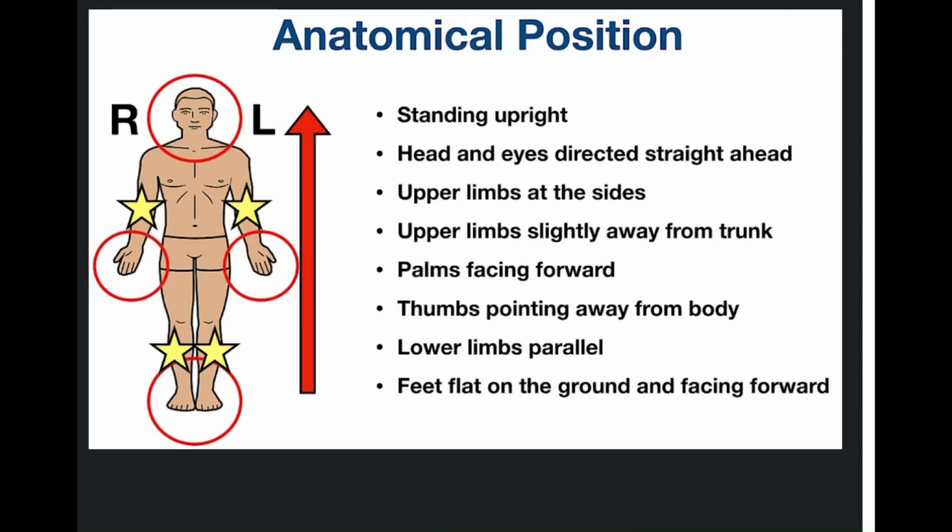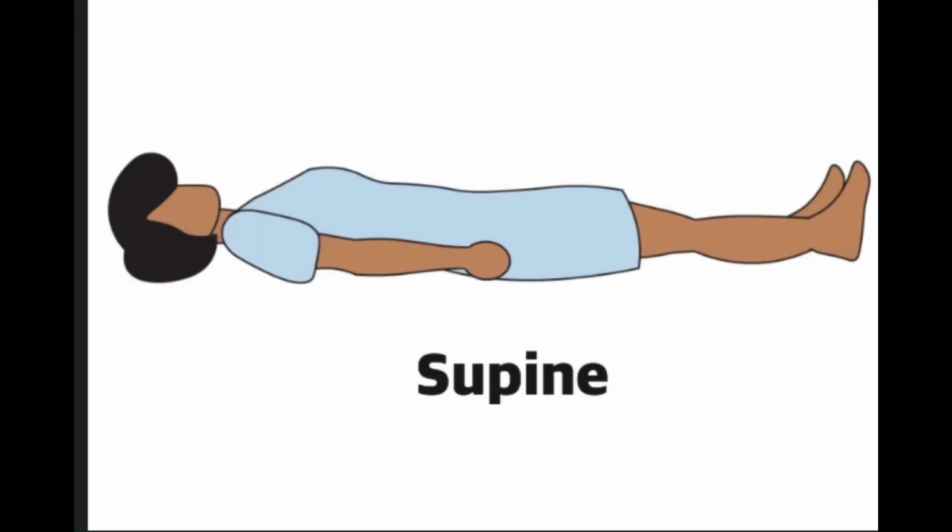The next one is a supine position. In the supine position, the body lies flat on the back. The face and the torso face upward. Torso is also known as the trunk, and it is the central part of the body to which the head and the limbs are attached. So whenever the body lies flat on the back, that is a typical illustration of a supine position.